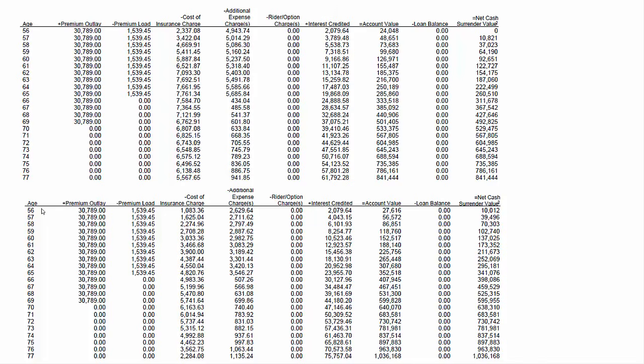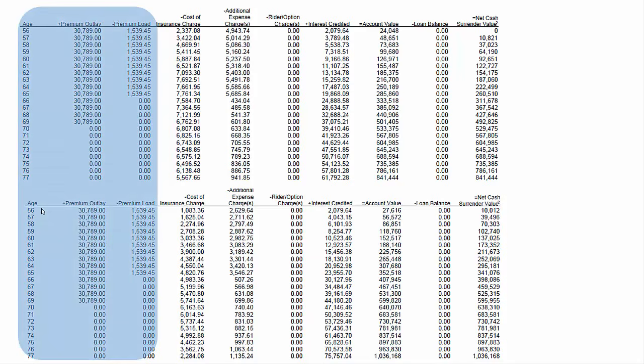So $30,000 a year for 14 years in both cases. And you can see the premium and the premium load are exactly the same. They're identical. It's the same contract. This is all in how we structure the contract. There's no more premium dollars going into one or the other. That's not what we're doing here. There's no funny business going on. It's essentially the exact same contract.